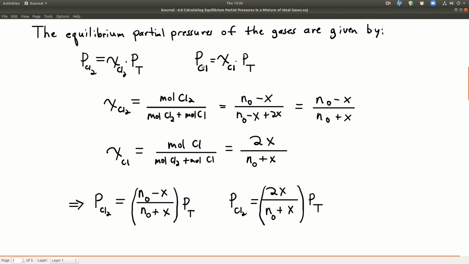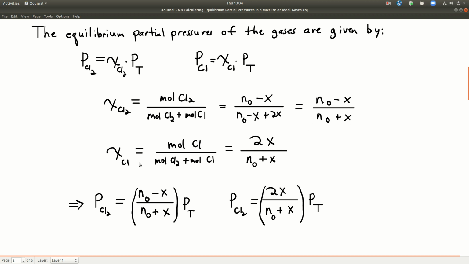So likewise, the partial pressure of the atomic chlorine in that container will be the mole fraction of atomic chlorine times the total pressure. Also, the definition of mole fraction is the moles of that species divided by the total moles in the container. So for chlorine, the mole fraction would be the moles of chlorine divided by the moles of chlorine plus the moles of atomic chlorine, which from our ICE table we see is N0 minus X for moles of chlorine, and then N0 minus X plus 2X, which works out to be just N0 plus X for the total moles.